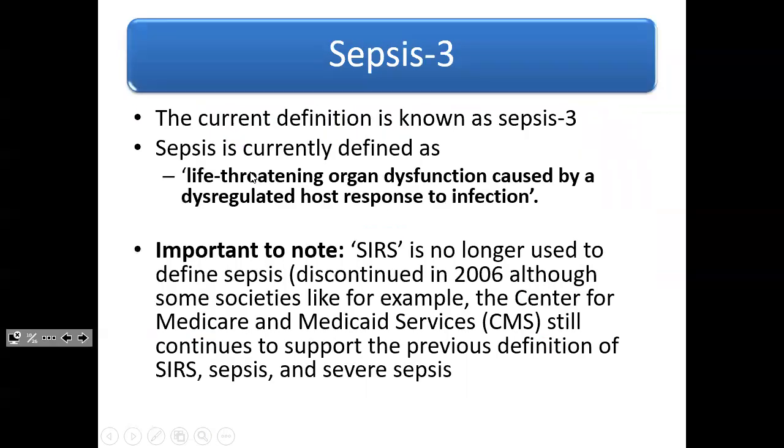The current definition of sepsis is known as Sepsis-3. It is currently defined as life-threatening organ dysfunction caused by a dysregulated host response, human response, to infection. Remember that SIRS is no longer used to define sepsis. It was discontinued in 2016, but many organizations, many hospitals, many institutes still use systemic inflammatory response syndrome to classify and use the same definitions for SIRS, sepsis, severe sepsis and septic shock. But it was discontinued about 15 years ago.